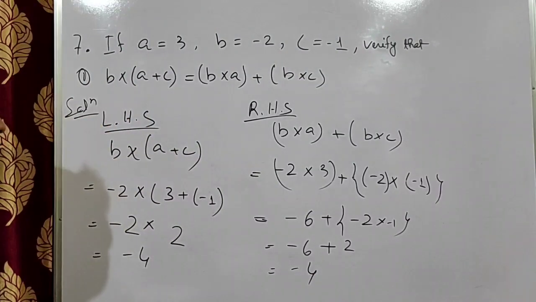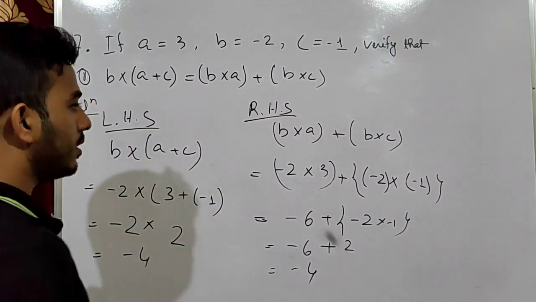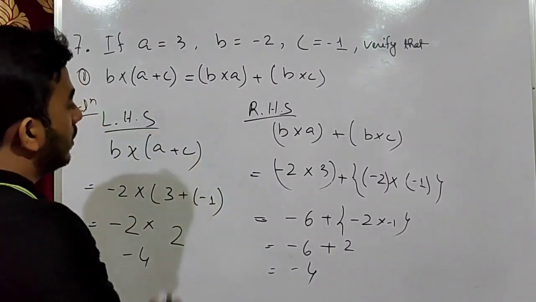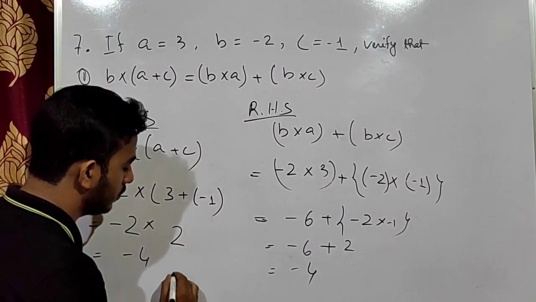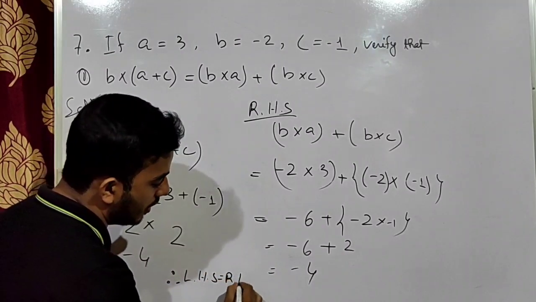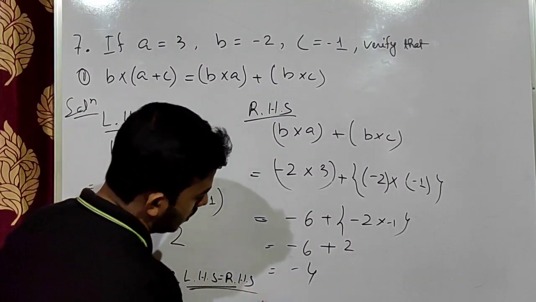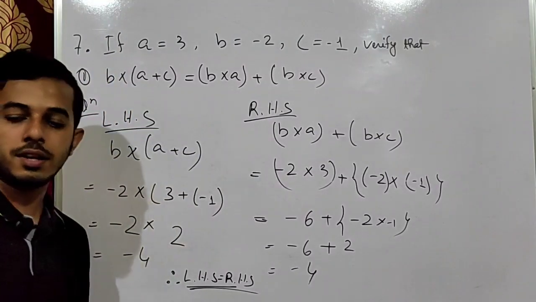So now look, LHS equals RHS. Up to this clear? Now what will we write? We will write, therefore LHS equals RHS. So this is how we can verify whether LHS equals RHS, and the remaining two you can solve yourself.